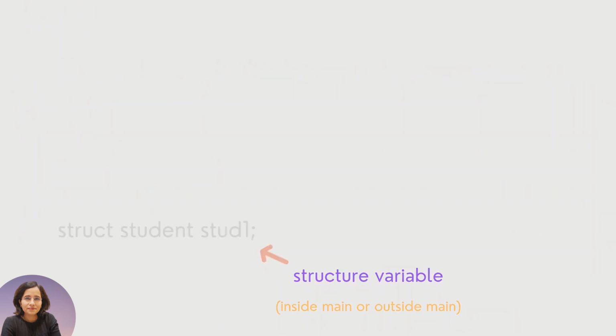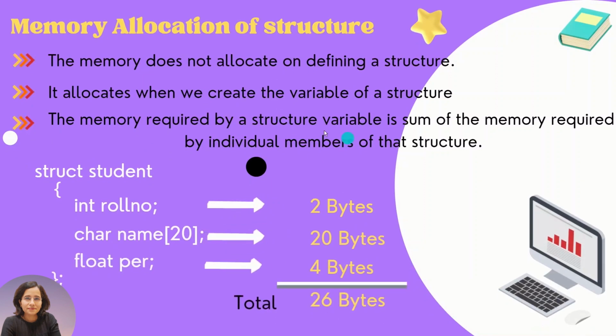Now let's try to understand the memory allocation of a structure. Actually, when we declare the structure members, we don't get memory. When we create the structure variable, that time we get the memory. And how much memory we get? The memory required by structure variable is sum of memory required by individual members of that structure. So let's consider the same student example.